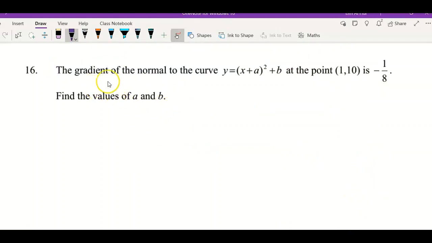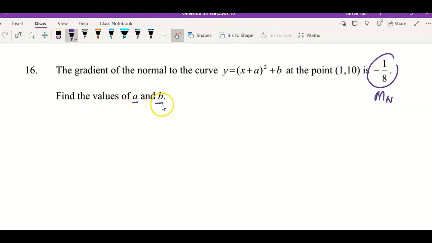Alright, for question 16, the gradient of the normal to the curve y, which is this function with the unknowns a and b, at the point (1, 10) is -1 over 8. The -1 over 8 is the gradient of the normal at this point. Then find the values of a and b.